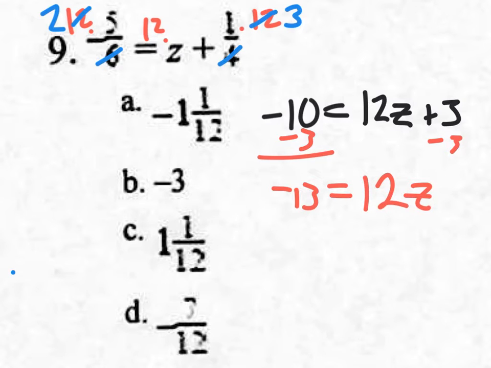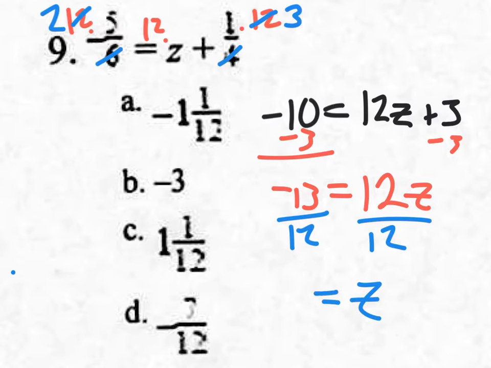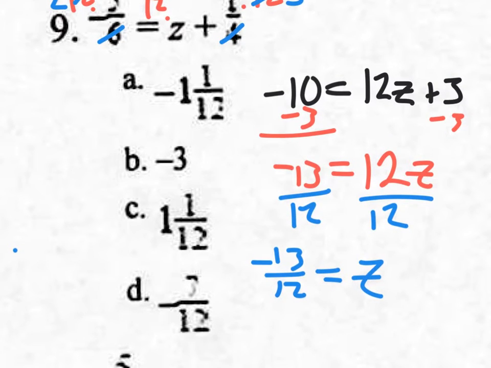So for my final step, I do what? Divide by 12. Divide by 12. You're going to have z equals -13 over 12. Now -13 over 12, if you look at your multiple choice answers, is not on there, which means it's an improper fraction, which could be changed to a mixed fraction. 12 times what will get you close to 13 without going over? 12 times 1. So it really is answer A, -1 and 1/12.